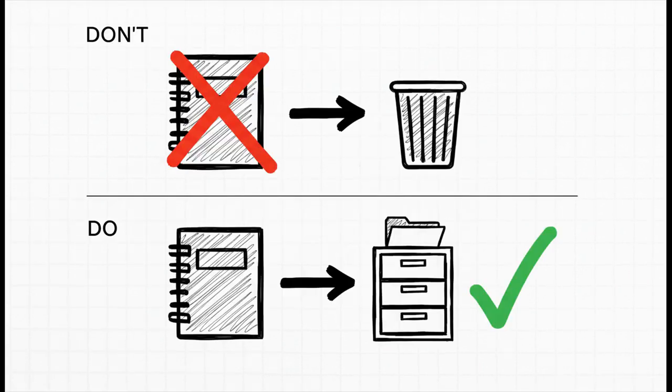Okay, what do you do with old projects? It's so tempting to just hit delete to tidy things up, right? Don't do it. A much better way is to archive. All you do is rename the notebook with a prefix like archive underscore. That's it. Your workspace stays clean, but you keep all that valuable history just in case you need it down the road. You never know.